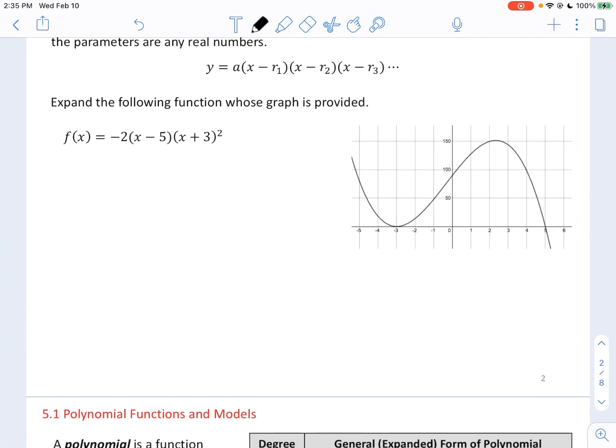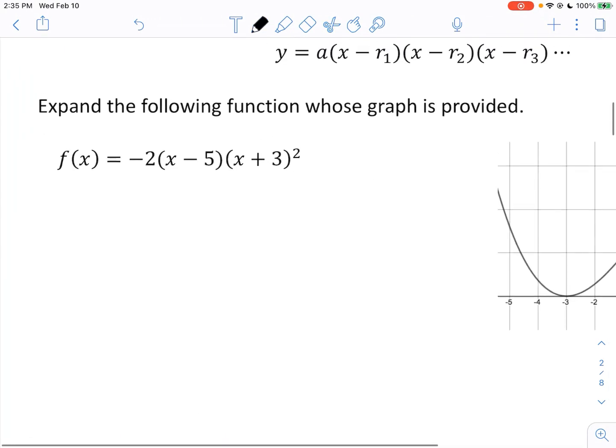Now, by hand, let's do the following. Here's a function that has a -2 as a coefficient in the front, and then an x minus 5, and then an x plus 3, and another x plus 3.